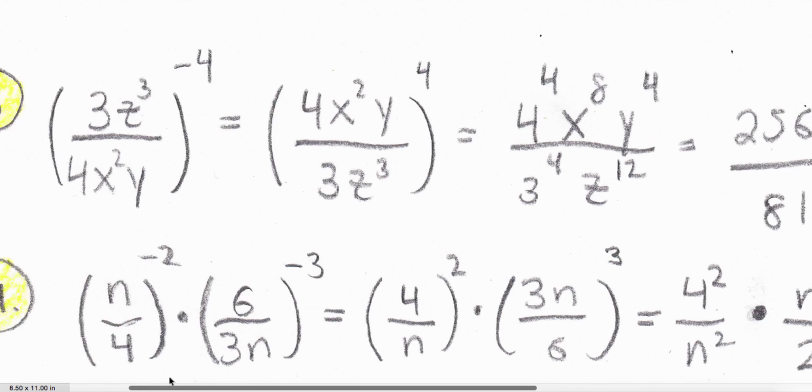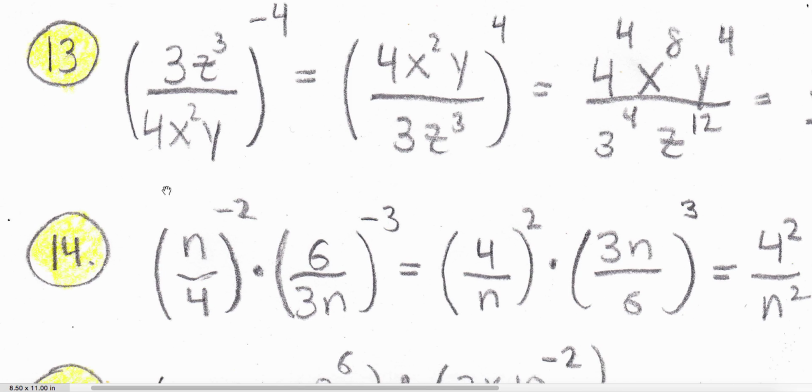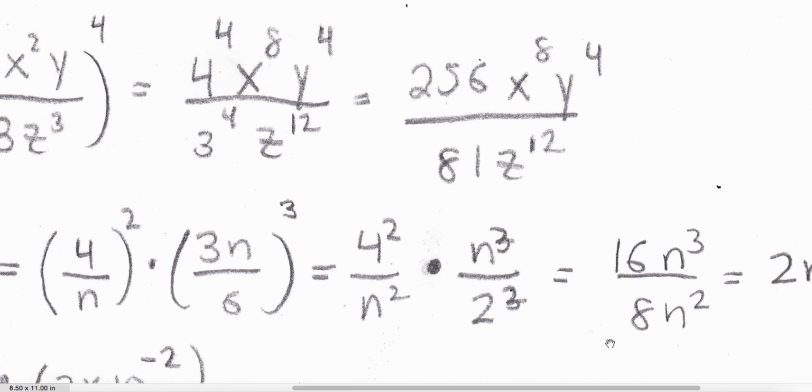Number 13. Again, a fraction to a negative power is the same as the reciprocal to the positive. So this becomes 4 to the 4th, x to the 8th, y to the 4th, over 3 to the 4th, z to the 12th. Simplifying, this becomes 256 x to the 8th, y to the 4th, over 81 z to the 12th.